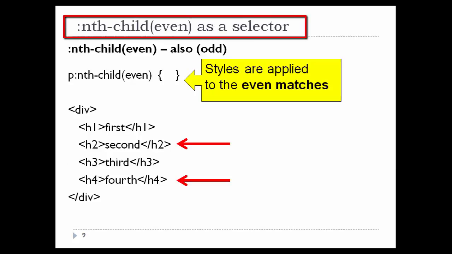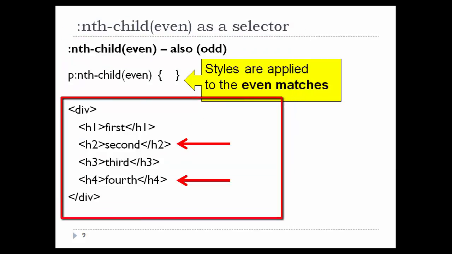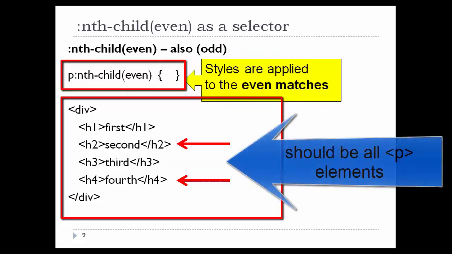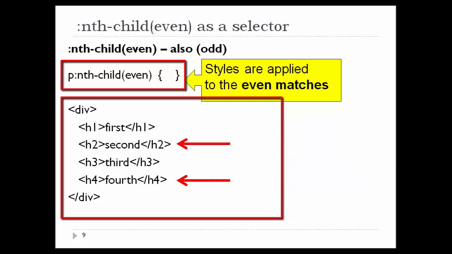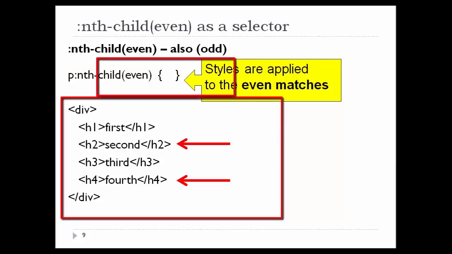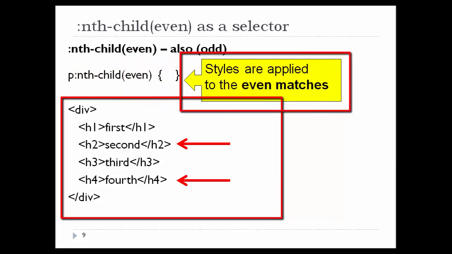We also have a very nice variable that we can use, even and also odd. So here we have the nth child selector, and if you take a look at our div, even though my slide says p nth child, I have headings here. If we were to want to access the even, and here again we're counting at 1, 2, 3, 4, that would get the second and fourth. We can access every other one.